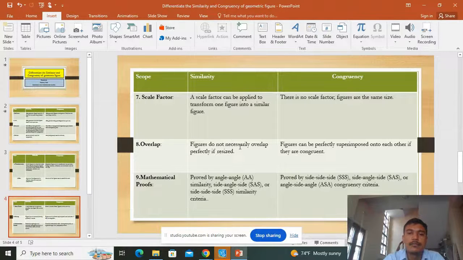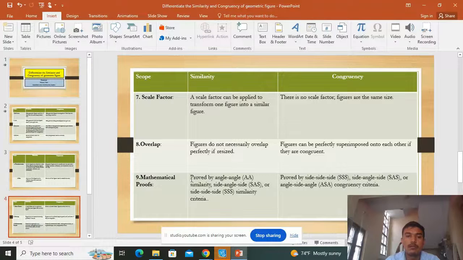If resized, figures don't necessarily overlap perfectly. Figures can be perfectly superimposed onto each other if they are congruent. Congruent figures coincide with each other perfectly. They cannot coincide if they are resized.